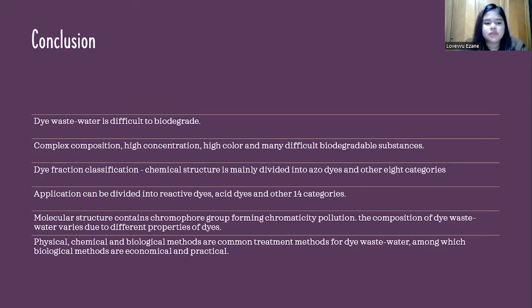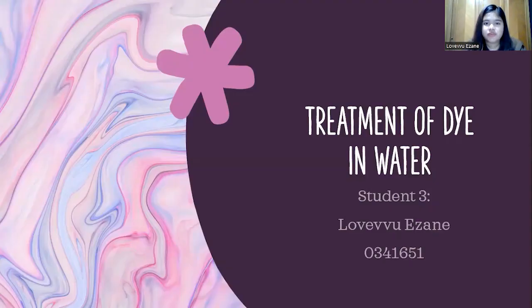The treatment method of dye wastewater includes physical method, chemical method, and biological method, among which biological method is economical and practical.